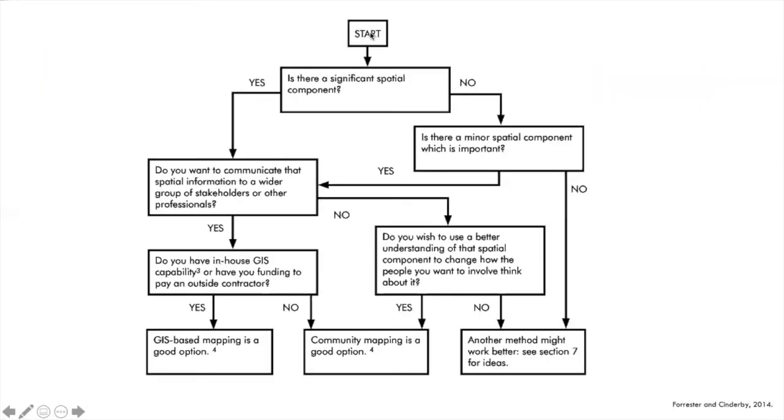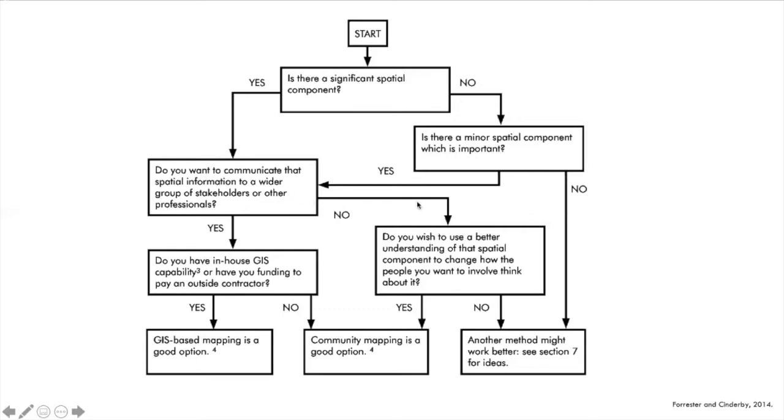To start, you ask yourself if there is any significant spatial component in your project. If your answer is yes, you then ask: do you want to communicate that spatial information to a wider group of stakeholders or other professionals? If yes, do you have in-house GIS capability in your research team, or do you have funding to pay an outside contractor? If your answer is yes and you have resources, then GIS-based mapping might be a good option for you.